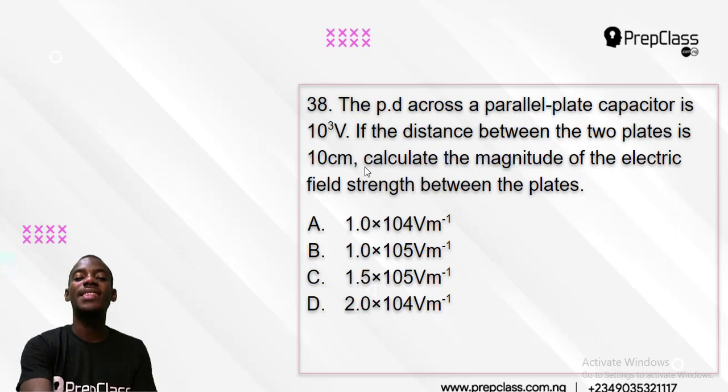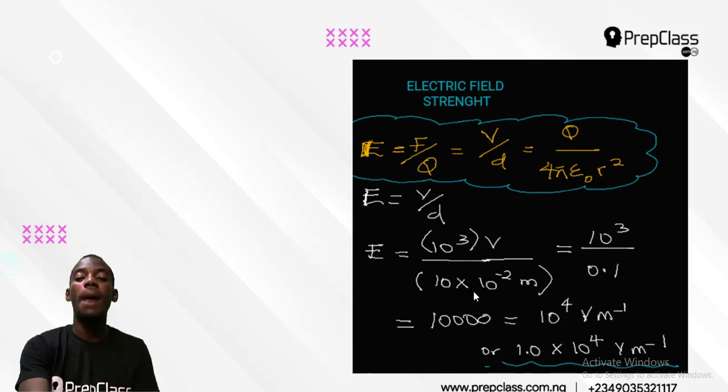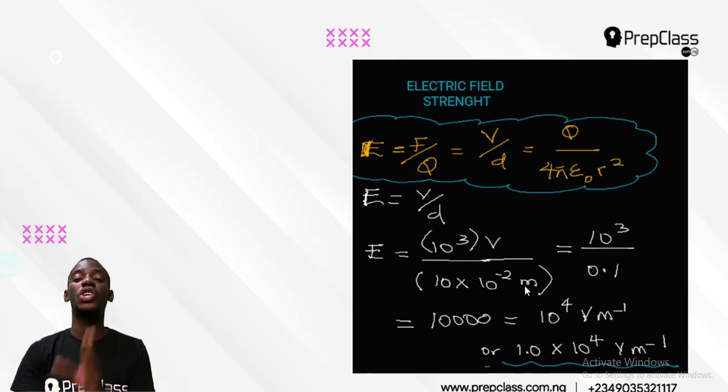Distance between two plates is 10 centimeter, but centimeter is not the unit of distance. It is a trap. Whenever they give you distance in centimeter, you must change it to meter, and that means you must multiply by 10 raised to the power minus 2. That's 10 times 10 raised to the power minus 2 meter. I've converted it to meter. That's how you change centimeter to meter. If you use 10, you failed it, because distance is not measured in centimeter but in meter.